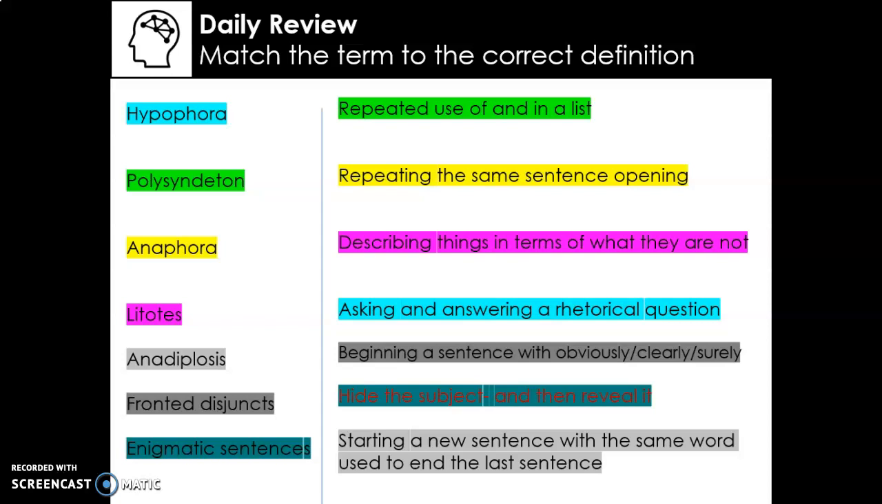Okay, anaphora, repeating the same sentence opening. So this is the one when you, over a series of consecutive sentences, so possibly within a paragraph, you repeat the same sentence opening. The important thing is, the crucial thing is, just thinking about our paragraph today, we're going to be writing about what the most important thing is. Yeah? So, repeating the same sentence opening. I have a dream. I have a dream. Do you love that Martin Luther King speech?